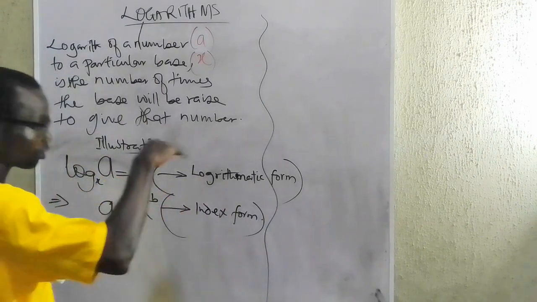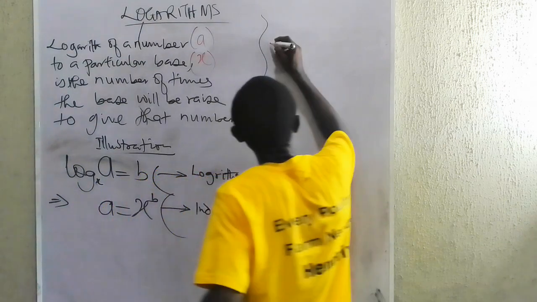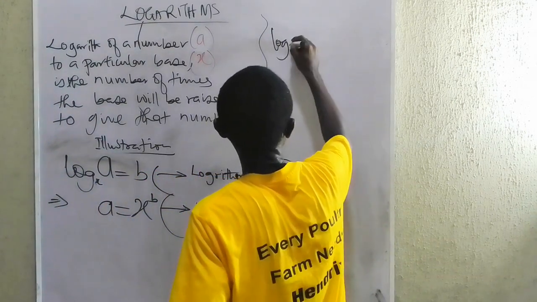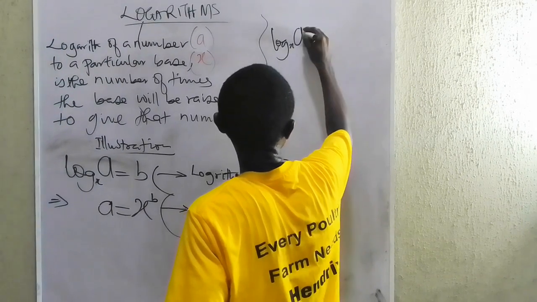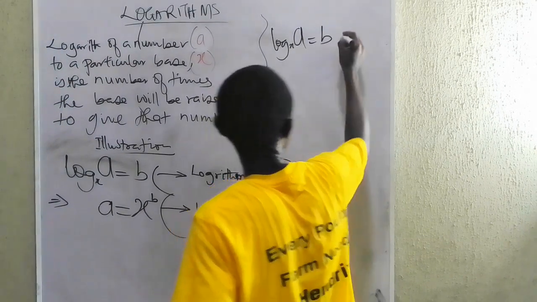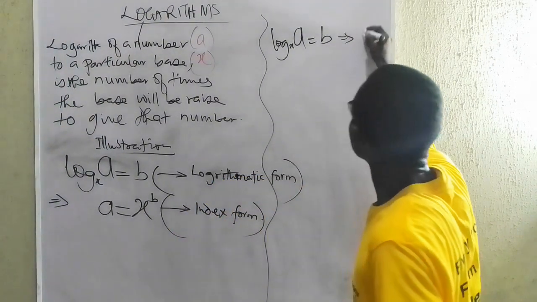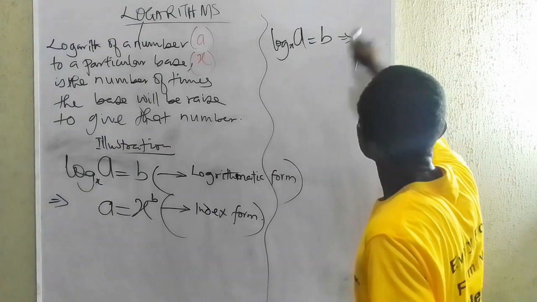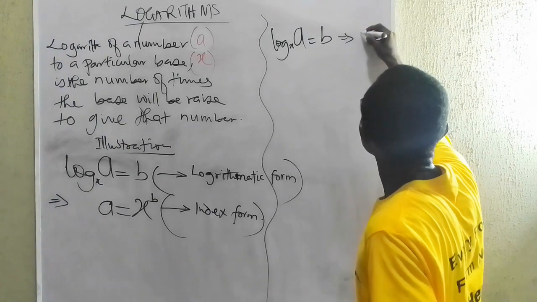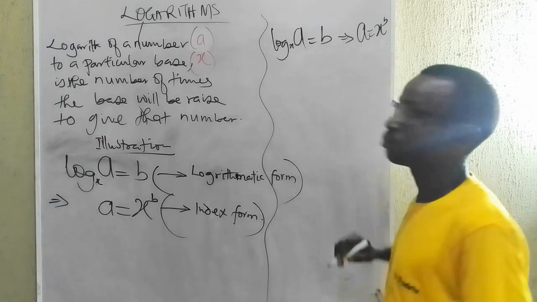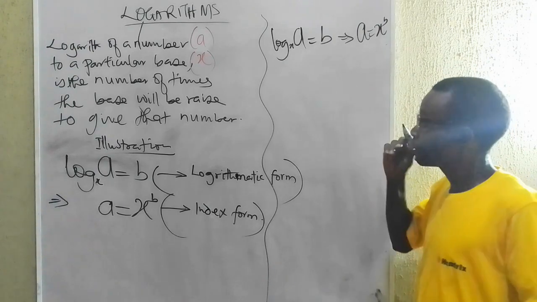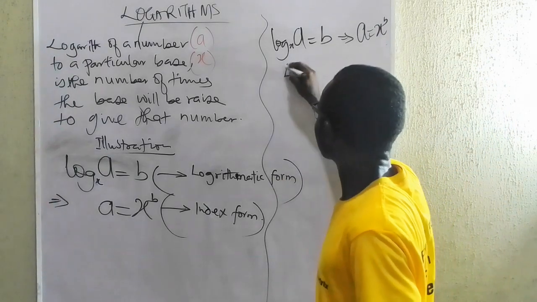So let me put it out again clearly. Log A in base X equals B actually means X is raised to the power of B. A is equal to X raised to the power of B. That's what it means.